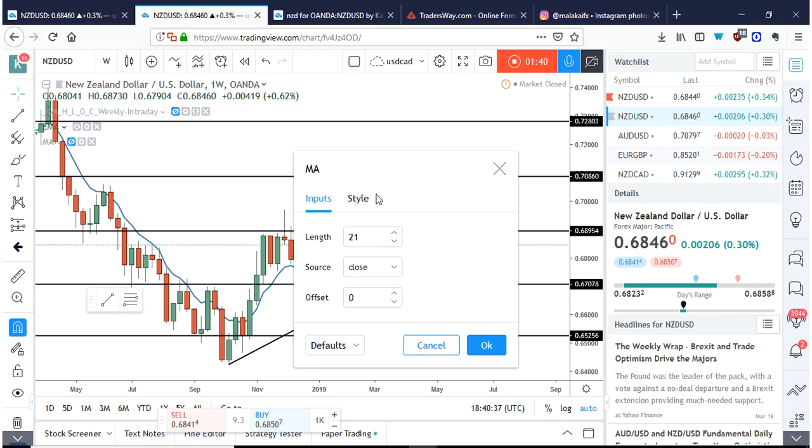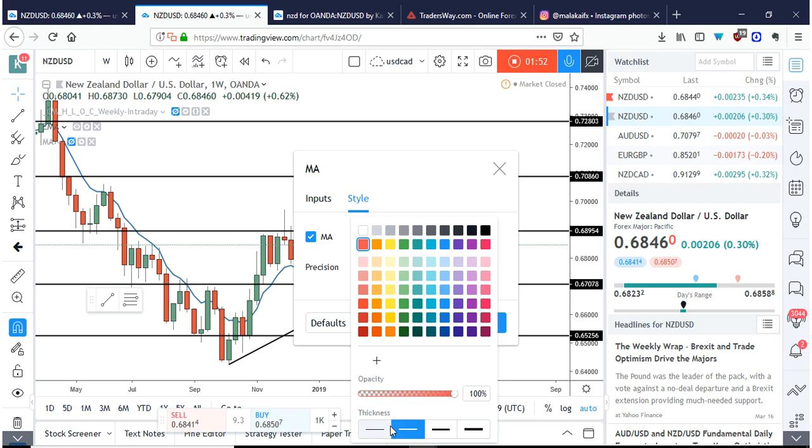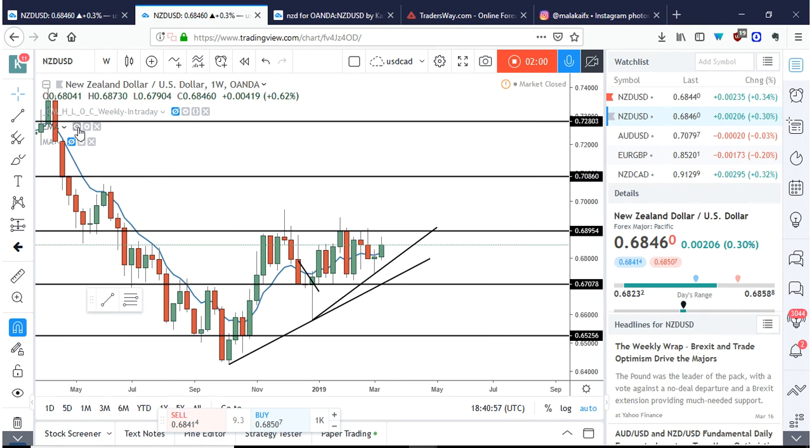Also, if you go into style, you can change the color. So I have one red, one blue. You can't see the red one yet. So this one is red. And then you're going to click onto this one. Thickness, you're going to put it here. And then when you're finished, you press OK. So let's bring that up so you can see that one as well.